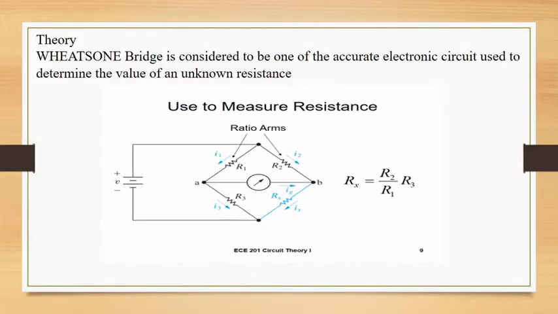Theory: The Wheatstone bridge is considered to be one of the accurate electric circuits used to determine the value of an unknown resistance Rx by comparison with the three known resistors R1, R2, and Rs. The bridge in its simplest form consists of four resistors, a power supply, and a sensitive current detector called a galvanometer. These components are connected as shown in the figure below.